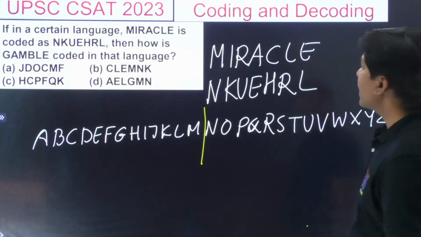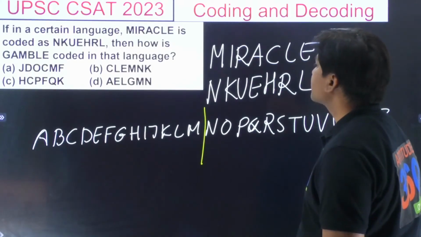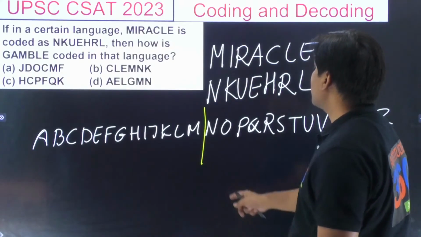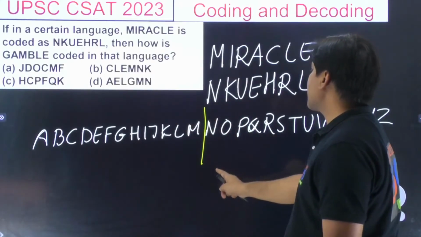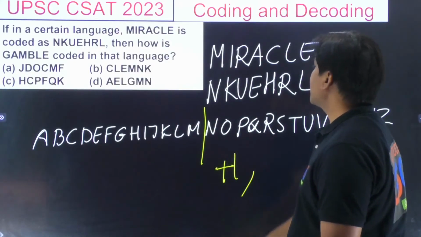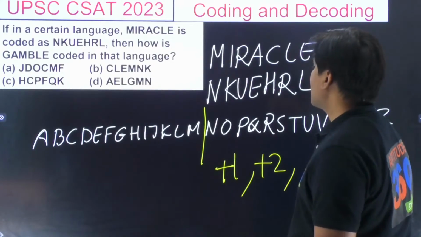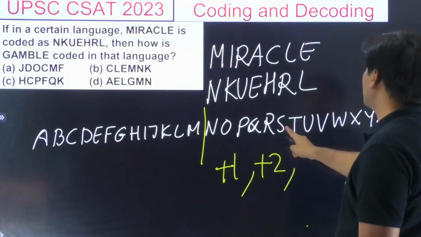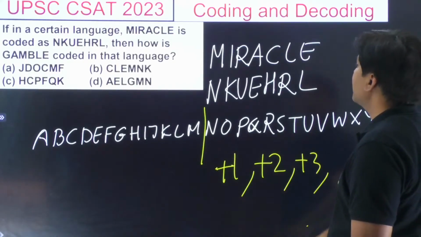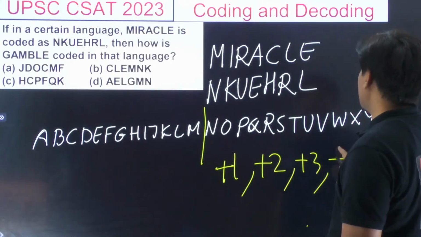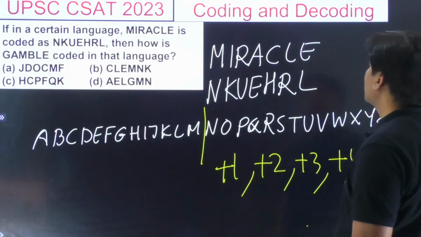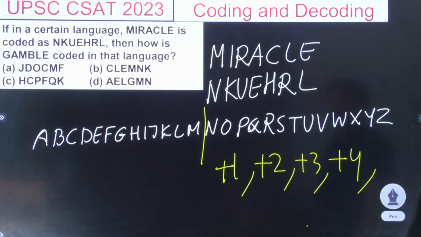What is happening here? Anybody? M to N, no, this is not how it is happening. M to N plus 1, I to K plus 2, R to U plus 3, A to E plus 4, C to H.